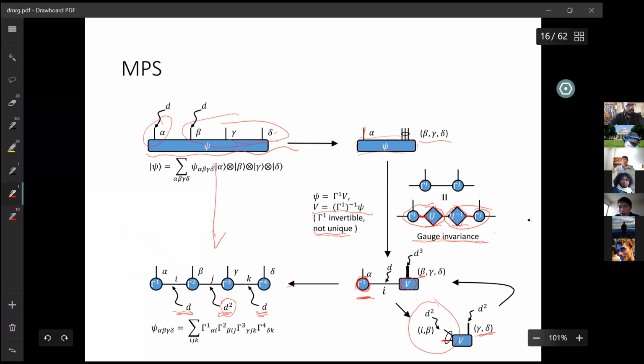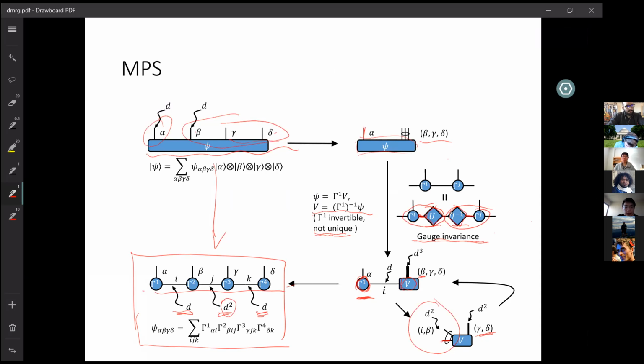I'm just trying to point out that a matrix product state expressing a certain wave function is not unique. We want to later deal with this issue. Clearly, we cannot accept the matrix product state like this. This is not going to be useful for us because of the exponentially growing memory cost. But we will deal with this later.